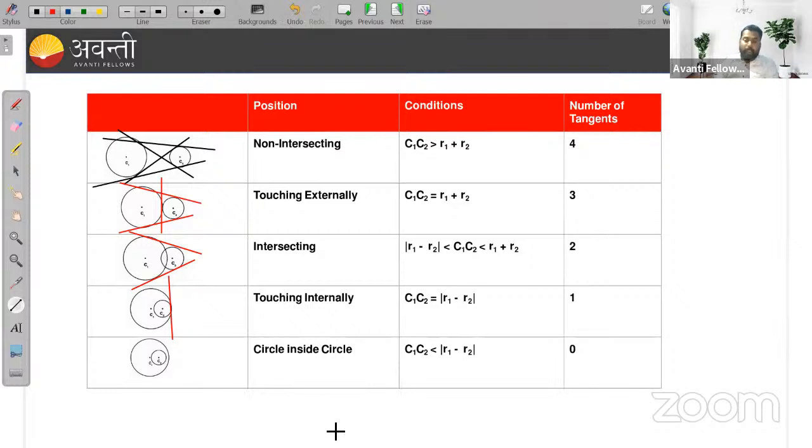Okay, and if one circle is lying totally inside the other circle and does not touch the bigger one, in that case C1C2 will be less than mod of R1 minus R2, and in this case we cannot draw any common tangents. Zero common tangents can be drawn. Clear? Everyone clear? Sure, let's move. This is all about the position of a circle with respect to another circle.